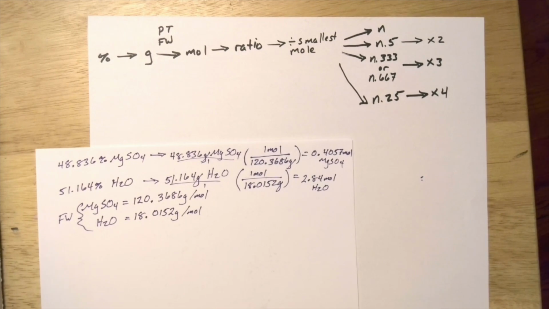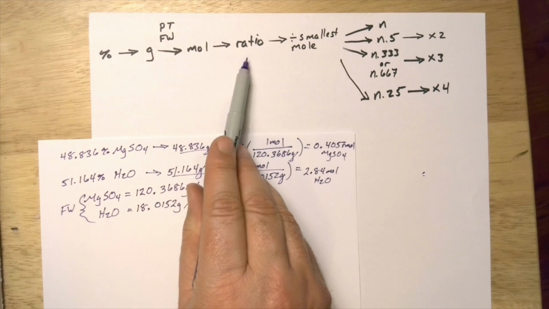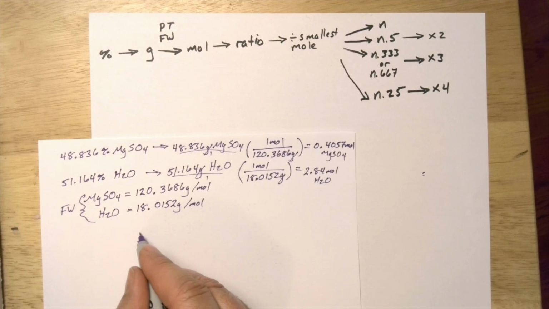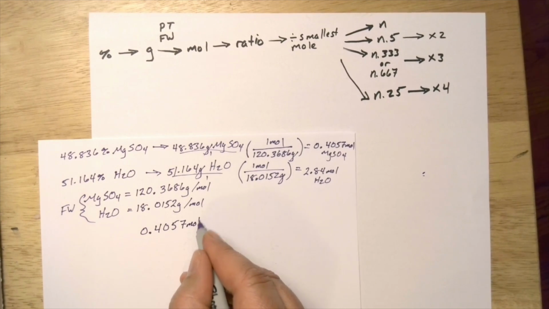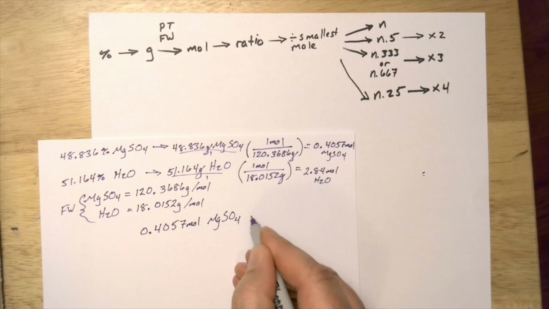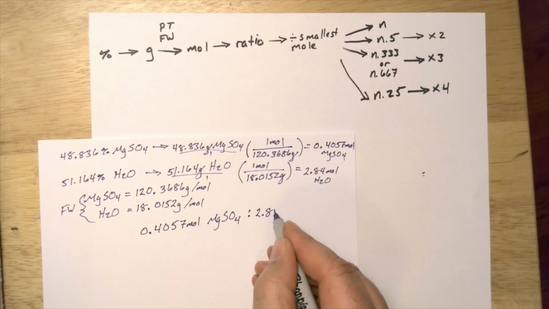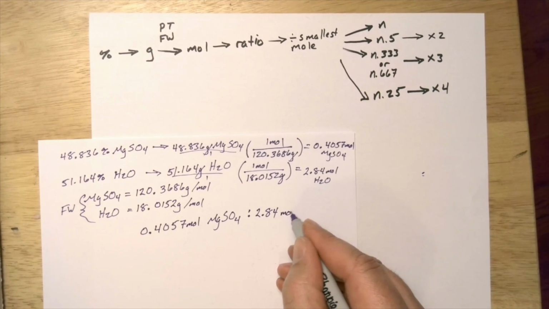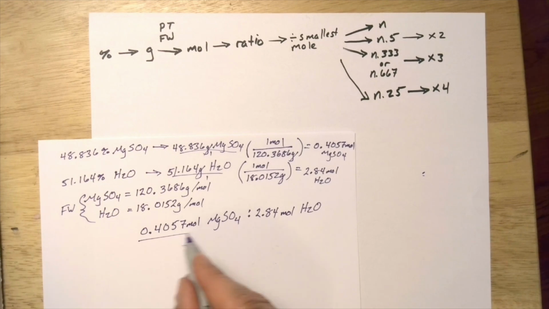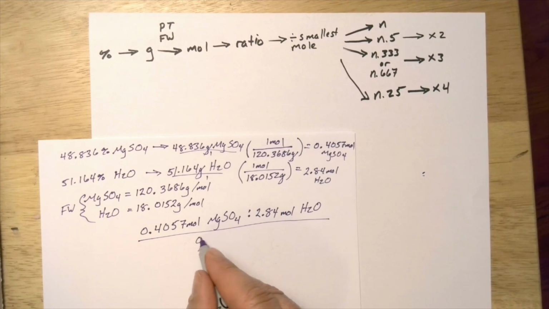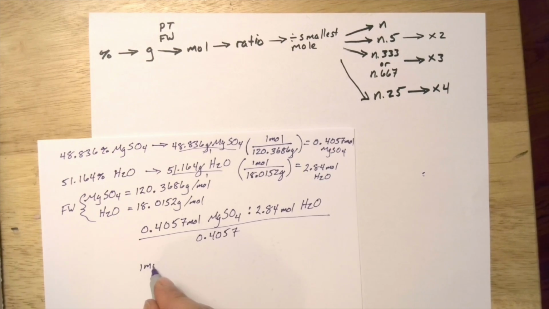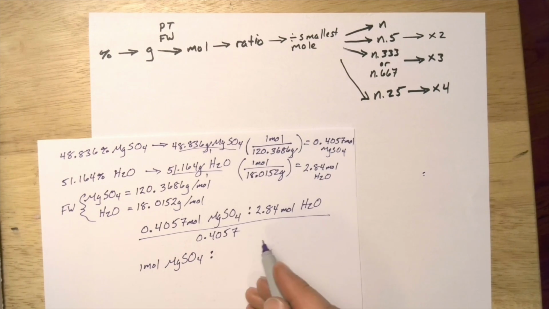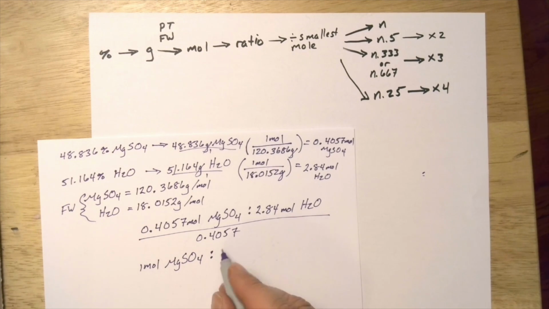Okay. So now, since I have the moles, I need to set up a ratio. So I'm going to have 0.4057 moles of magnesium sulfate in ratio to 2.84 moles of water. You want to divide by the smallest mole, which in this case would be the magnesium sulfate. So you're going to end up with 1 mole of magnesium sulfate. And when you do this part here, 2.84 divided by 0.4057, you end up with 7 moles.